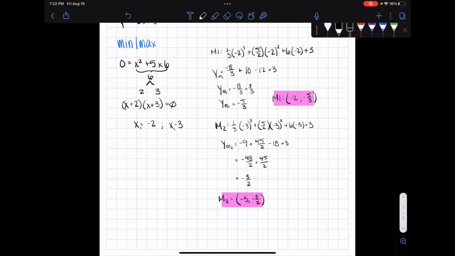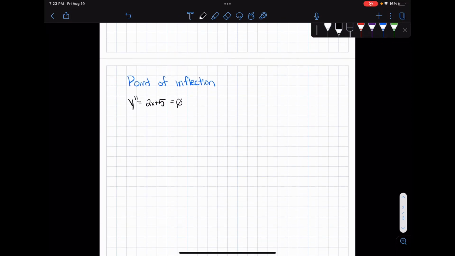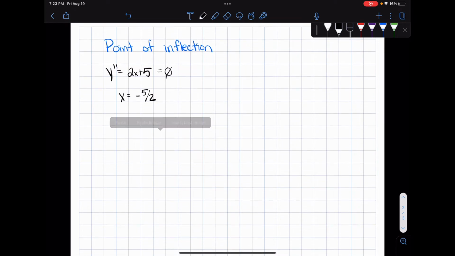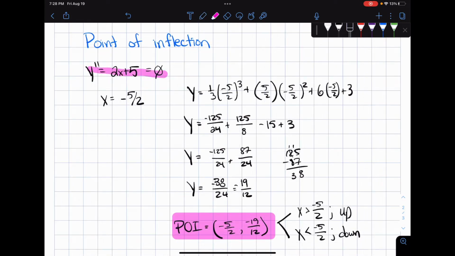Okay, after you plug and chug, you can see that we've got -5 over 3 and -3 over 2, respectively, for each of our points. So this gives us 2 full coordinate points that we'll be able to put on our graph after this. But next, we need a little more information, and we're going to find a point of inflection using the second derivative. Again, you set it equal to 0, and you just solve for x. X equals -5 over 2. And then once more, we're going to plug and chug and then finish that coordinate point.